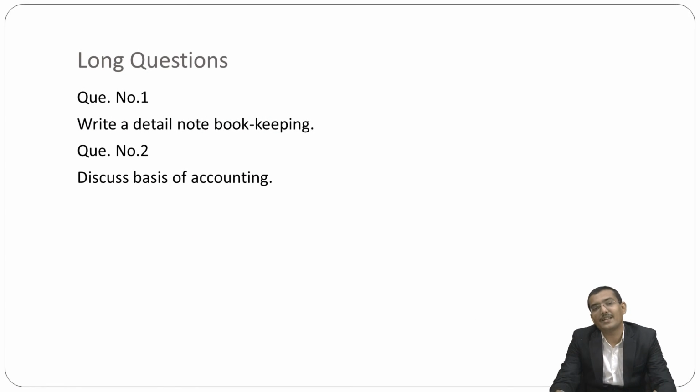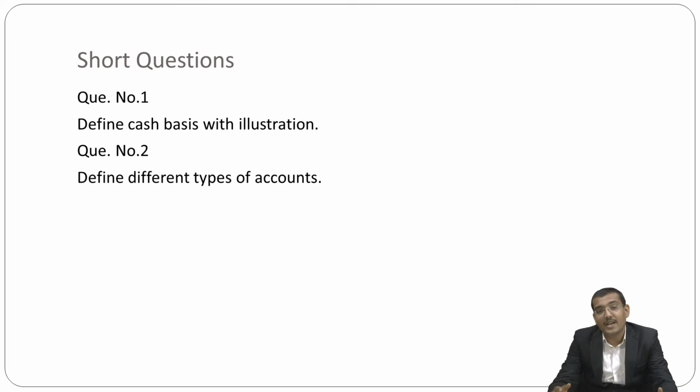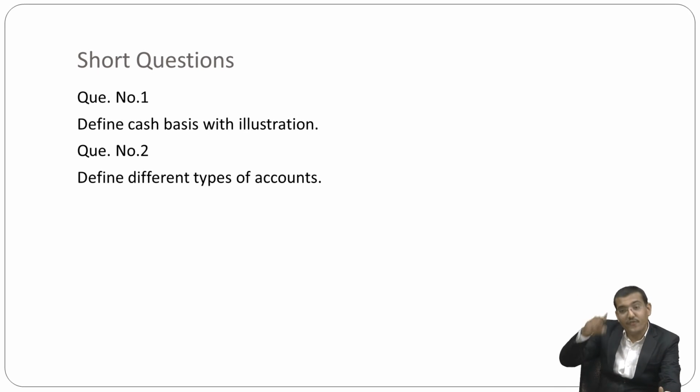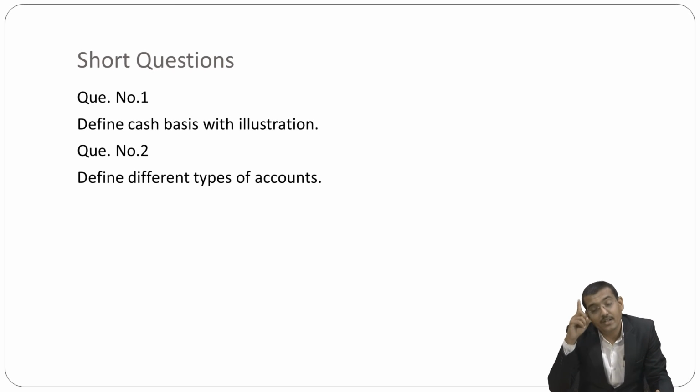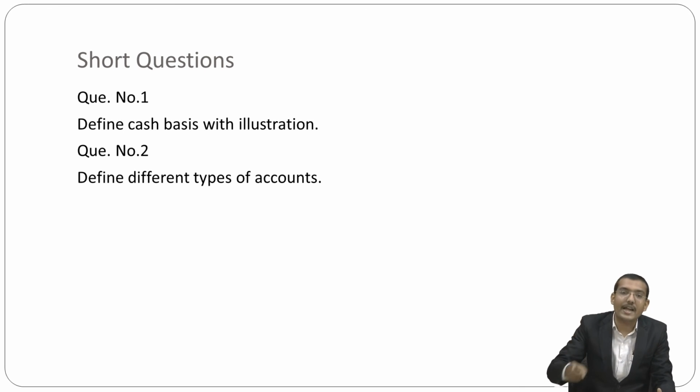The first long question is: write a detailed note on bookkeeping. Then discuss the basis of accounting. There are three bases, my dear friends: the cash base, the accrual base, and third, the hybrid base. Then in a short question, my dear friends, define the cash base with illustration. You have to put an illustration. Then, my dear friends, on different types of accounts, along with this, you have to define the different rules of debit and credit for these three types of accounts also.